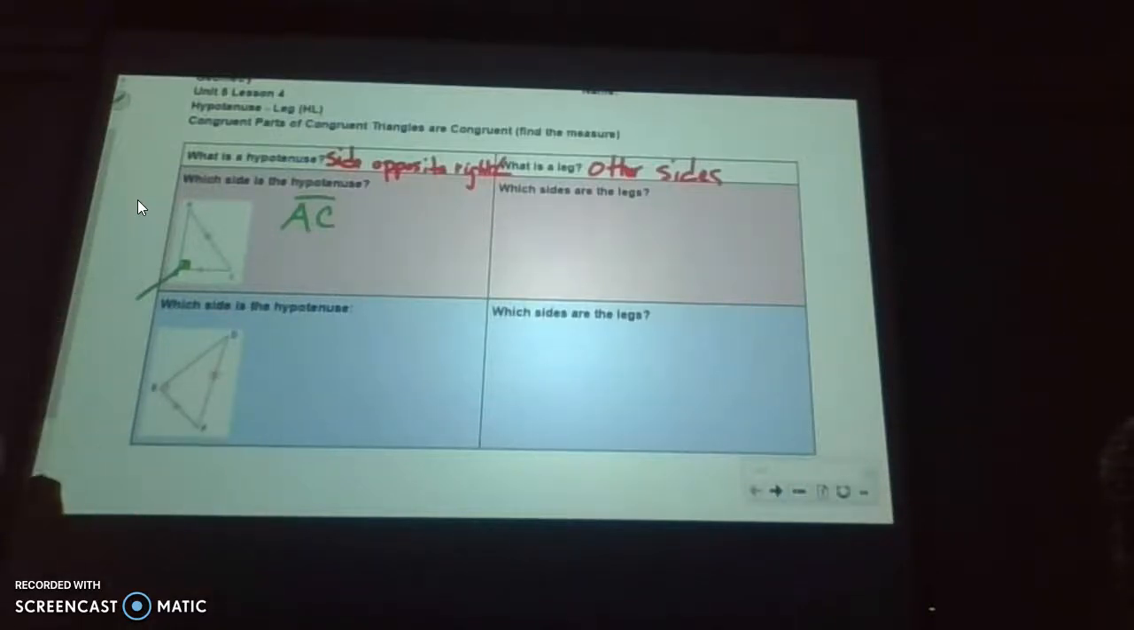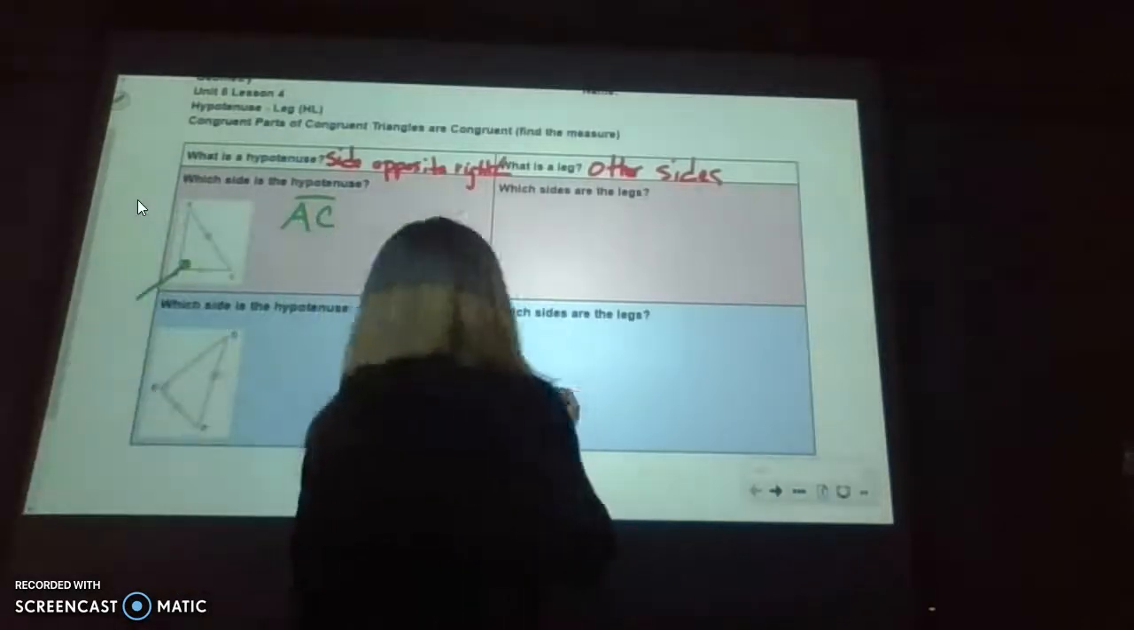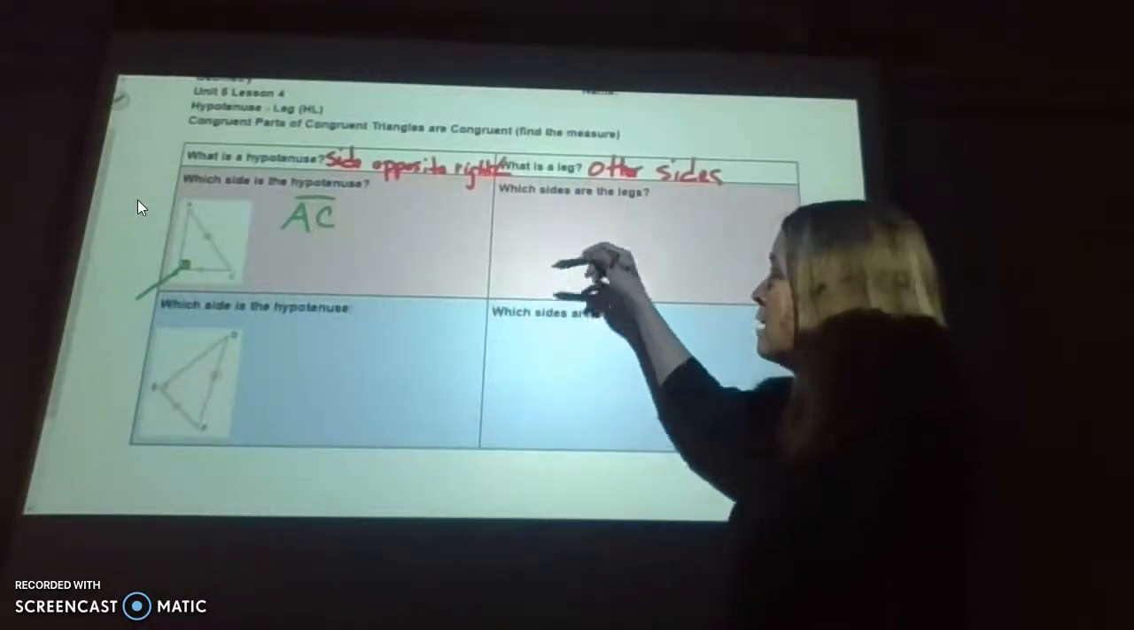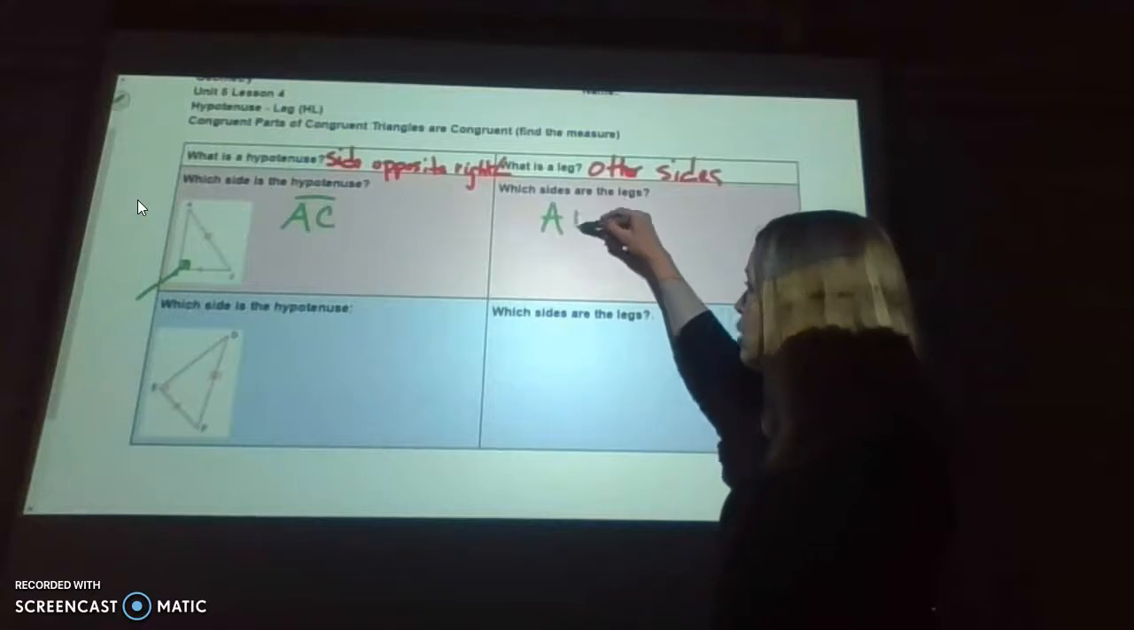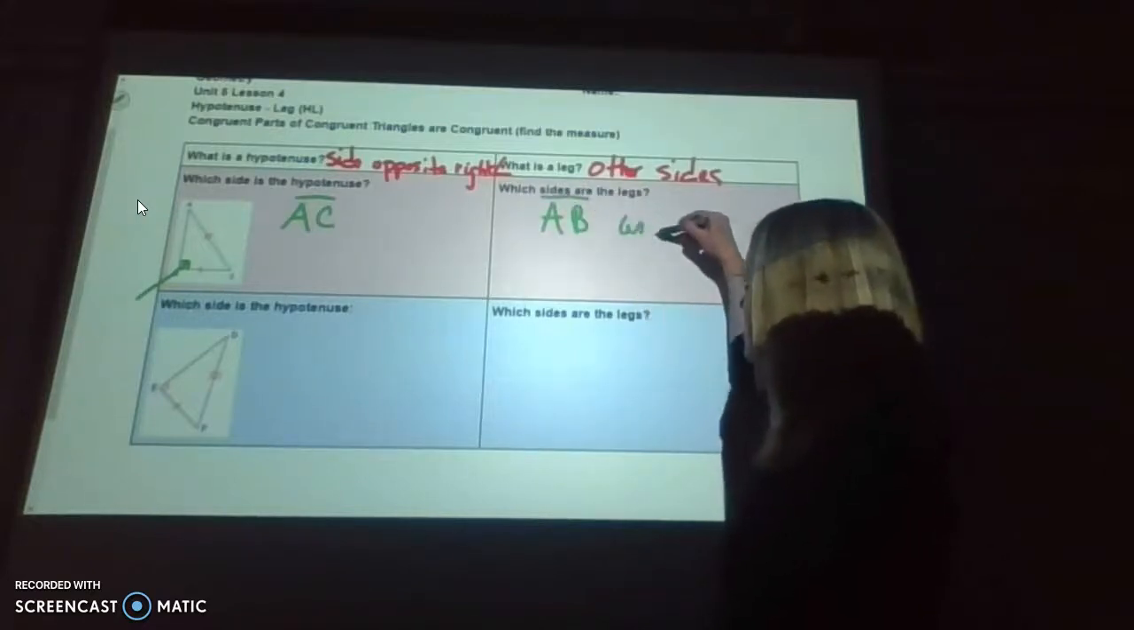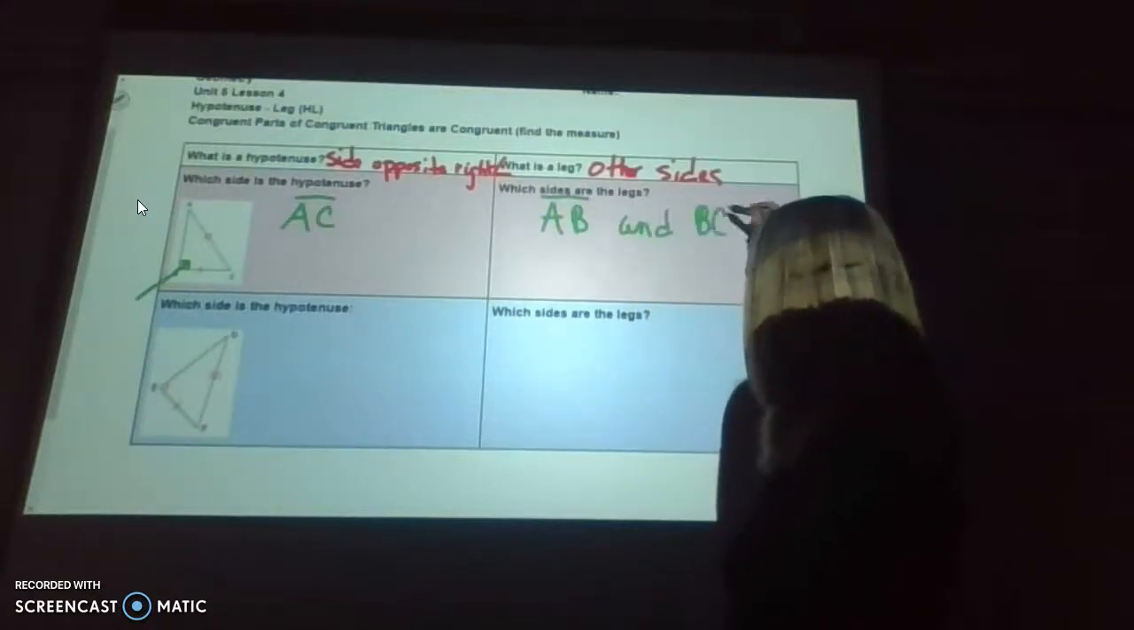And then we need to know which sides are the legs. That's anything that's not a hypotenuse. Right. So if we use AC, what's left? We got AB and BC. Those are the legs.